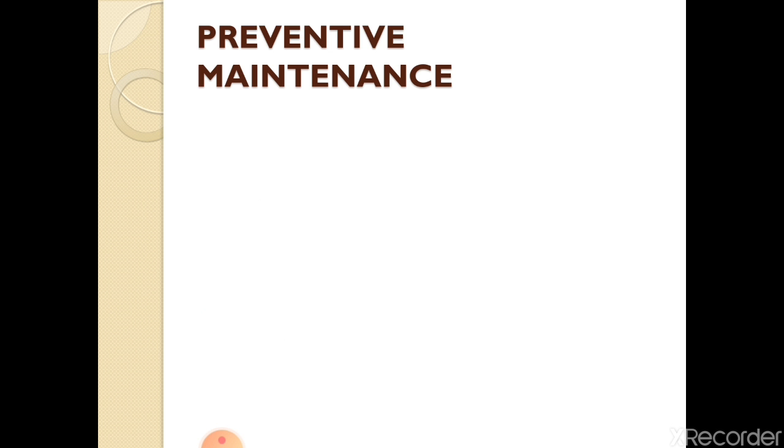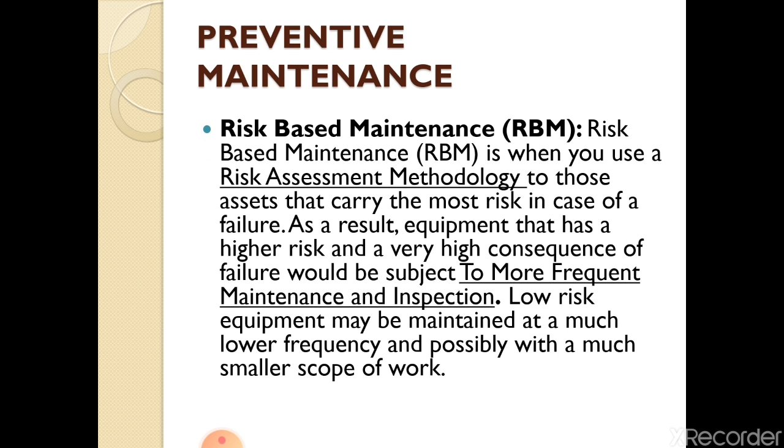The next preventive maintenance is risk-based maintenance. Risk-based maintenance is when you use a risk assessment methodology on those assets that carry the most risk in case of failure. So, for example, in hospitals we use devices to protect human life, and the oil and gas industry needs to prevent failures with high pressure equipments.